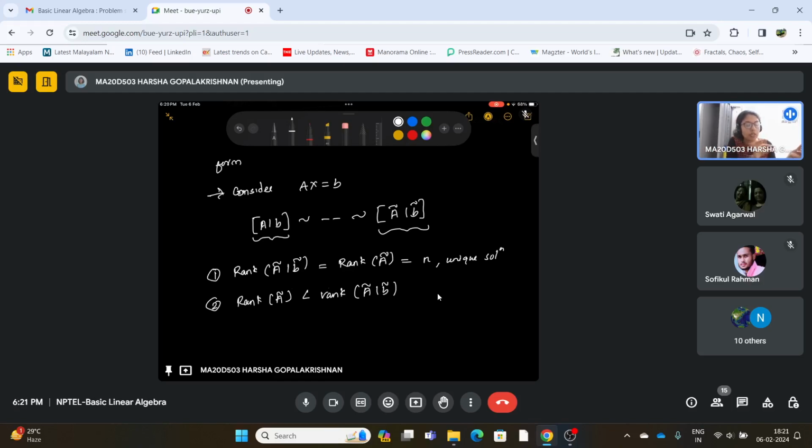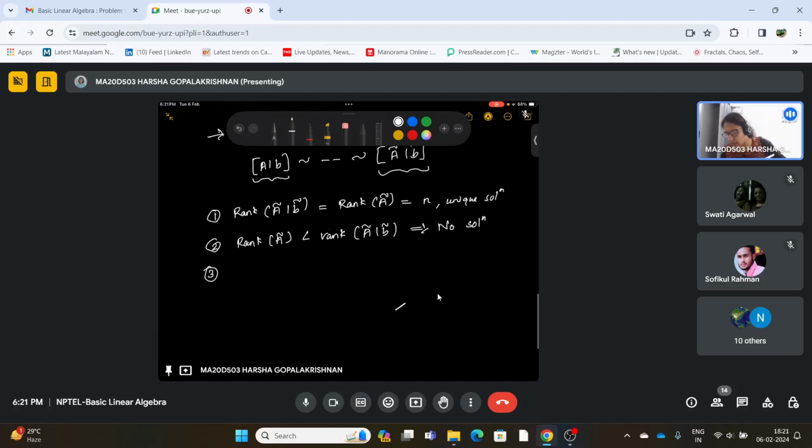So the corresponding equation will be 0x1 plus 0x2 plus etc. 0xn equal to some non-zero value. That means the system is inconsistent. It does not have a solution. So in this case, no solution. The system is inconsistent.